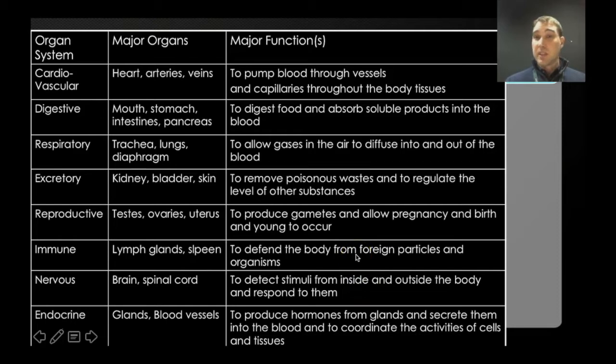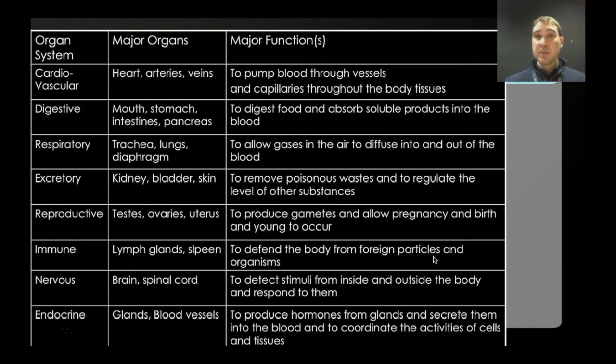The immune system defends your body from invasive pathogens. The nervous system detects stimuli from both outside and inside the body to keep the organism working well. And the endocrine system produces hormones that allows the organism to maintain particular systems at a particular level. We call that homeostasis. The nervous and endocrine system often work together.